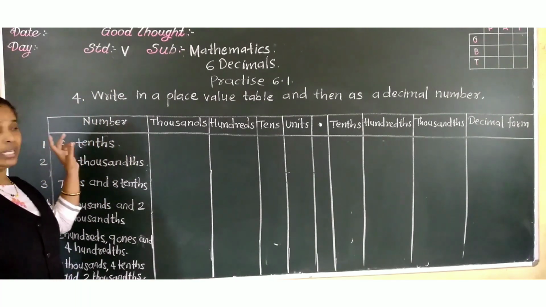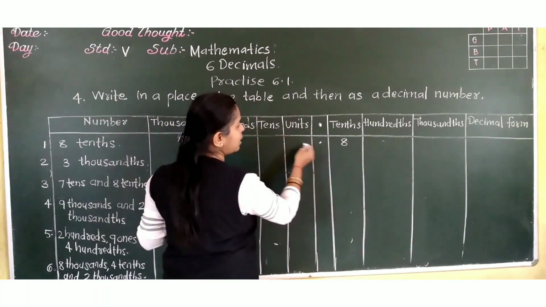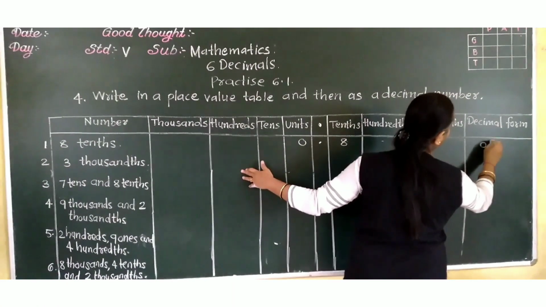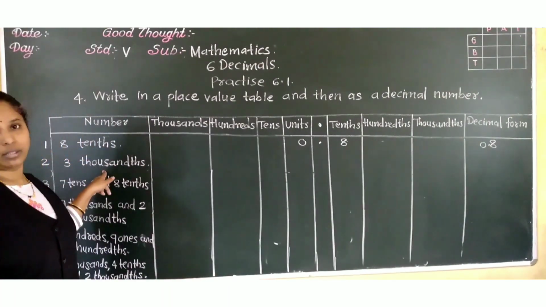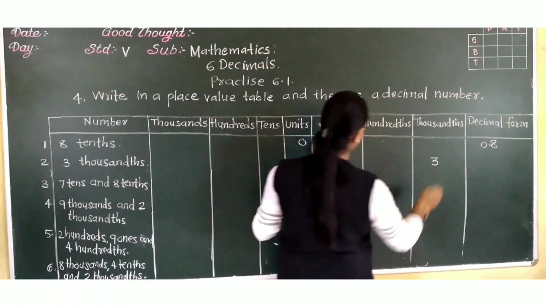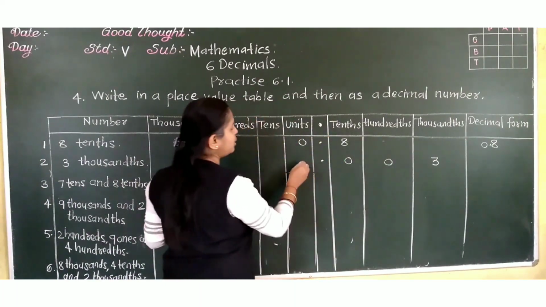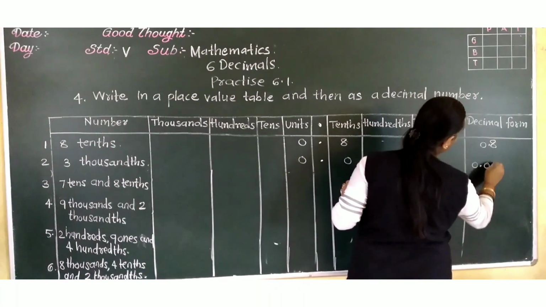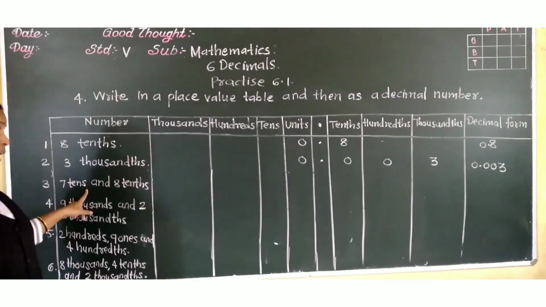8 tenth, only 8 tenth. That means 8 is there at 10th place. Here 0. So how to write it in decimal form? 0.8. Only 8 tenth, that is 0.8. 3 thousandth. That means 3 is there at which place? 1000th place. Other nothing is there. Means 10th place nothing is there. Here nothing is there. So how to write it in the decimal form? 0.003. Okay.